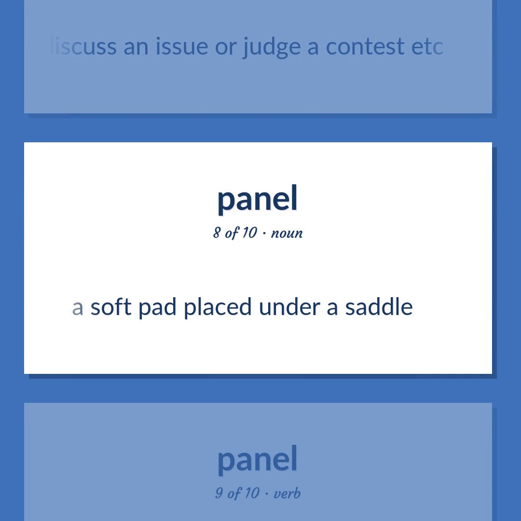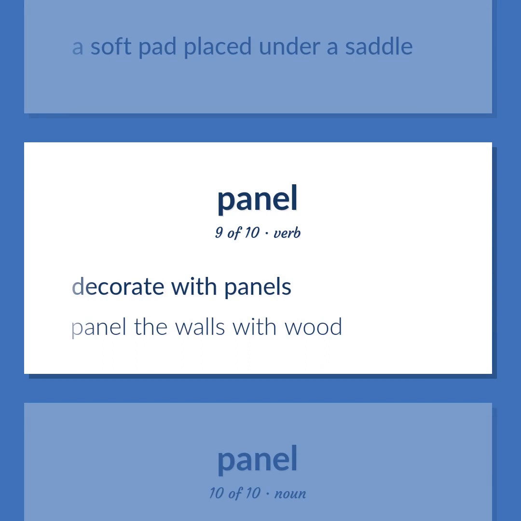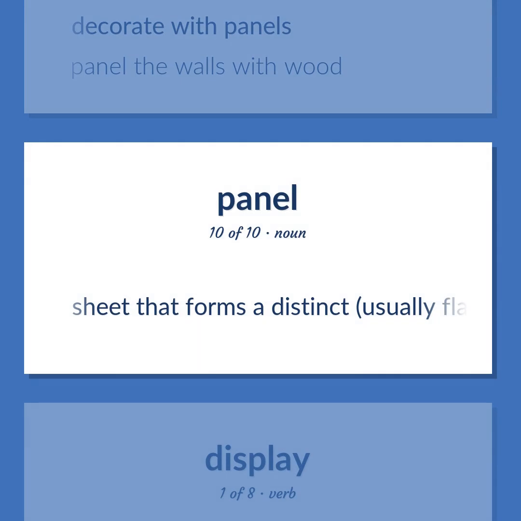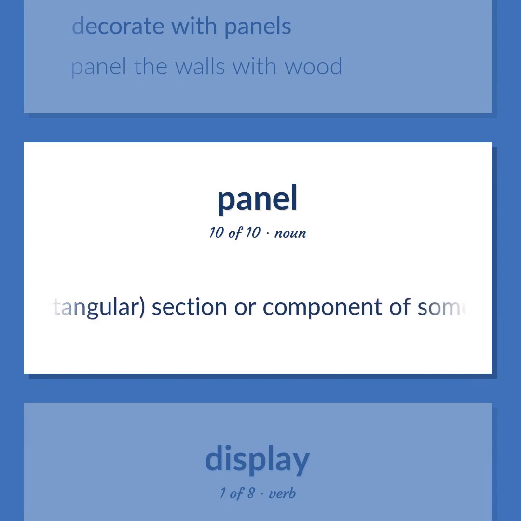A soft pad placed under a saddle. Decorate with panels. Panel the walls with wood. Sheet that forms a distinct, usually flat and rectangular, section or component of something.